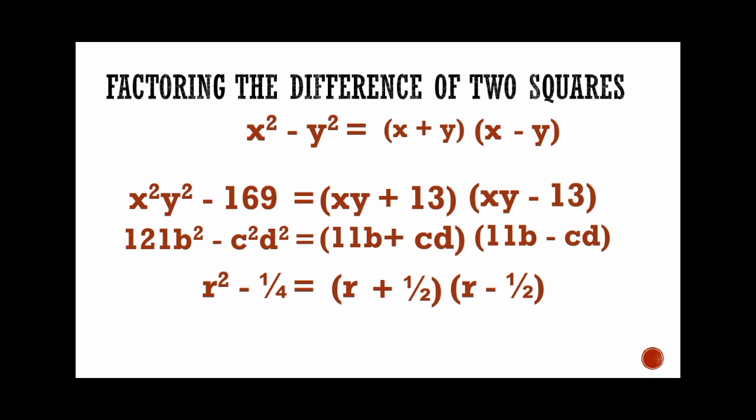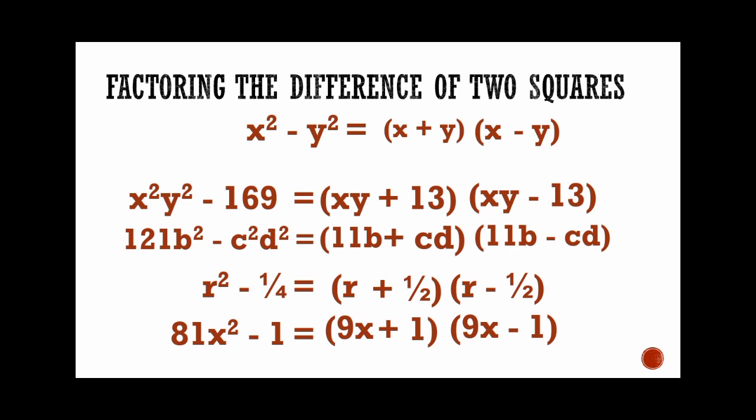And for our last example, we have 81x squared minus 1. So, the square root of 81x squared is 9x and square root of 1 is 1. So, copy and change the sign between the terms. We have 9x minus 1. So, the factors now of 81x squared minus 1 are 9x plus 1 and 9x minus 1.